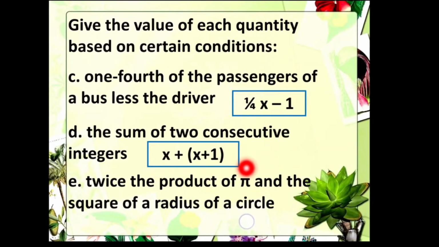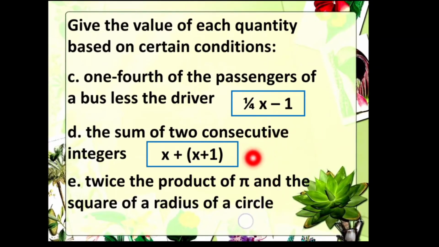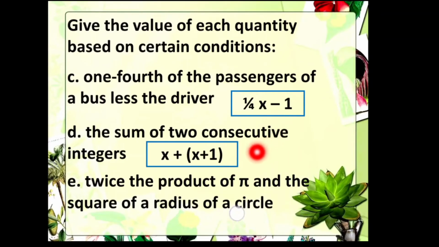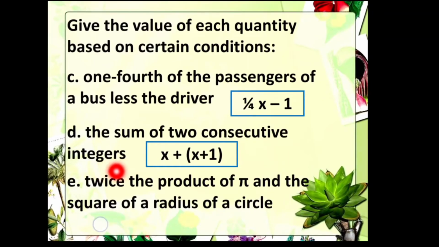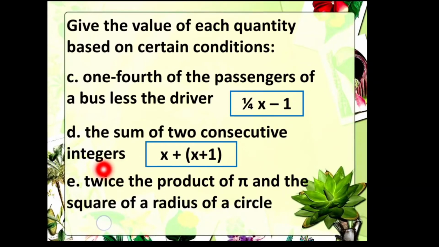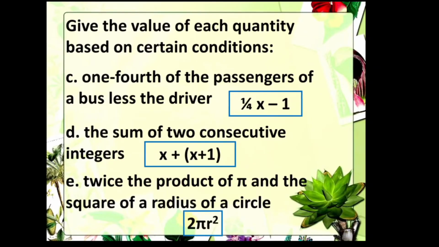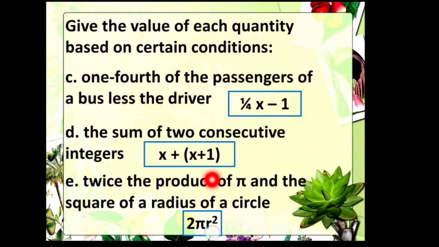Then we have to multiply pi and the radius, that is pi times radius squared. And we have here twice. Therefore we have to multiply by 2 because twice means 2 times. So our answer here is 2 times pi r squared. 2 times pi times r squared.